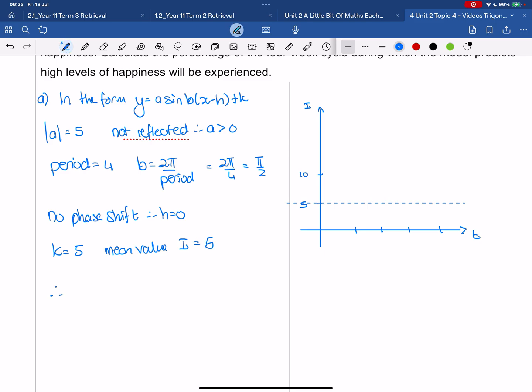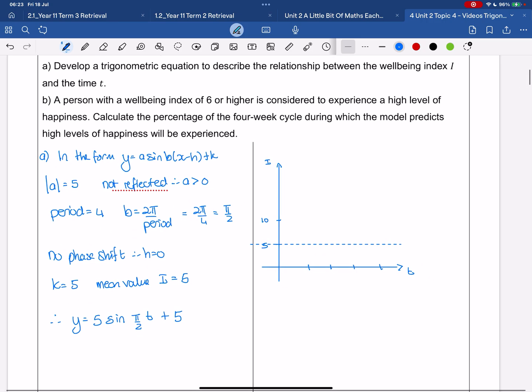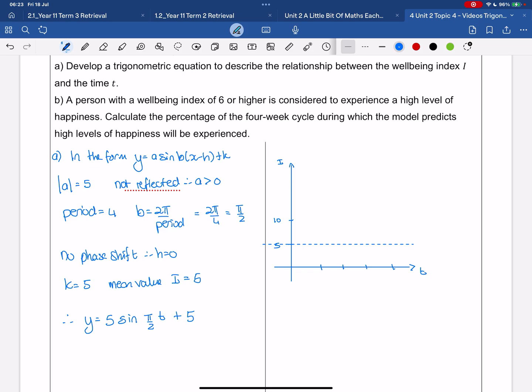So if we put that all together, I is going to be 5 sine of pi on 2 t, plus 5. All right, now, next thing they've said is a person with a well-being index of 6 or higher is considered to experience a high level of happiness. Calculate the percentage of the 4-week cycle during which the model predicts high levels of happiness will be experienced.